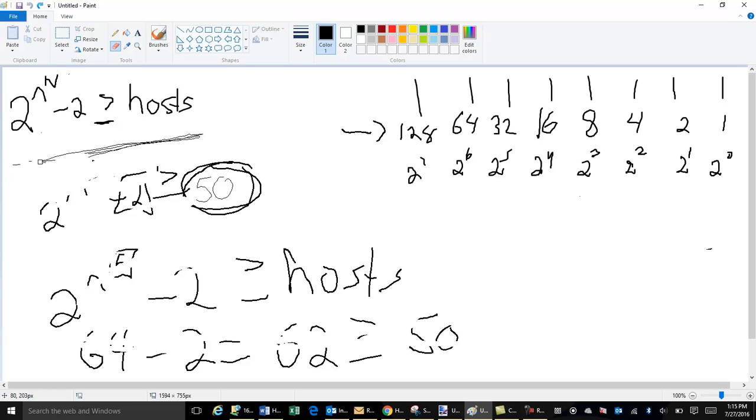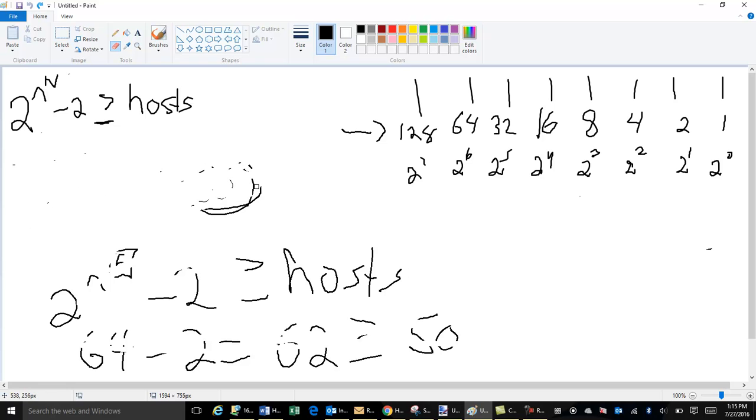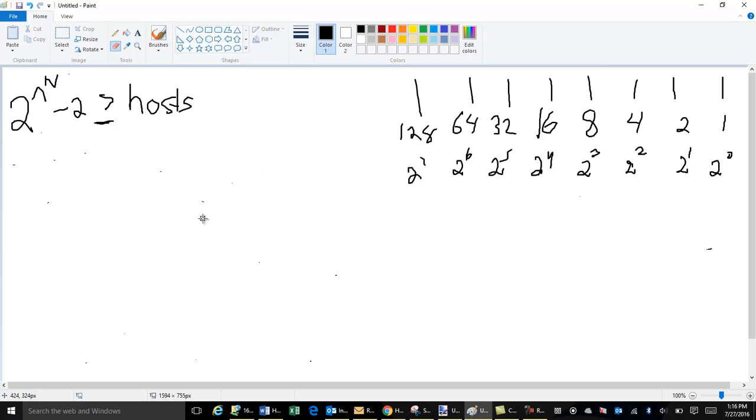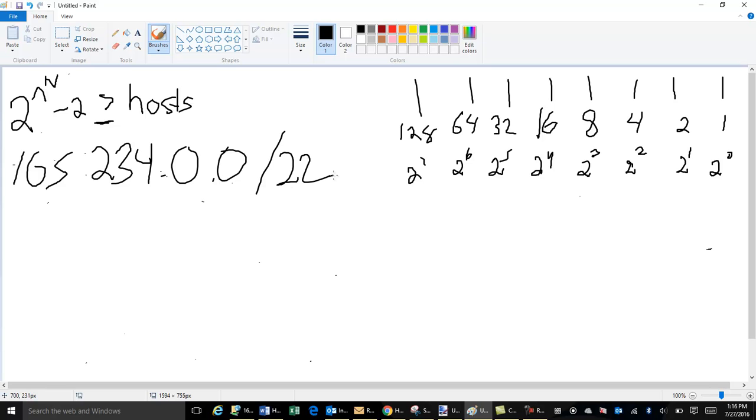So let's try to take a bigger example, maybe where we're using that third octet instead of just that last or fourth octet. Okay, so let's pretend that we have a scenario where we're given 165.234.0.0 with a slash 22 to work with. And we have host requirements of 700, 100, and we'll do 25.